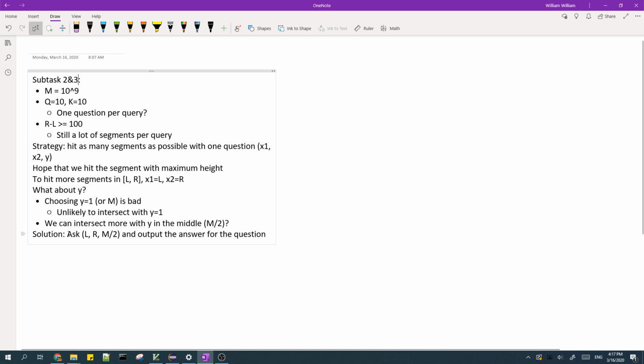So our solution is to ask the question from L to R and at height m divided by 2 and output the answer for each question. And it turns out that the solution gives AC. So in the contest, you don't need to prove it, but I'll still include the proof that the solution will work in the end.